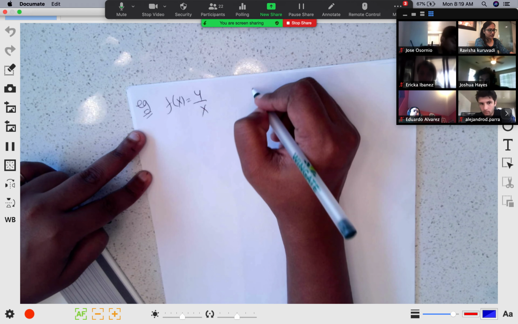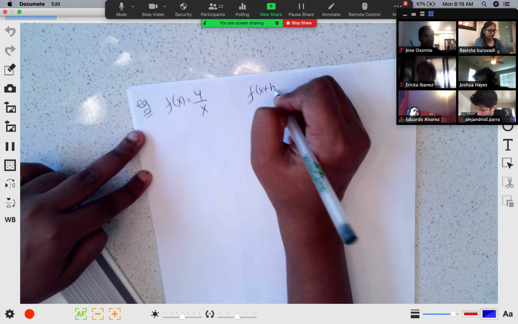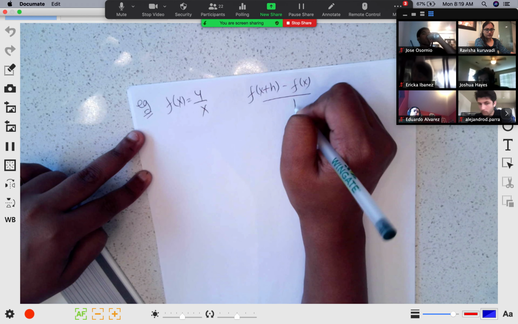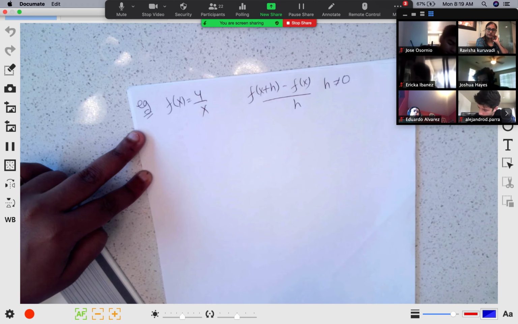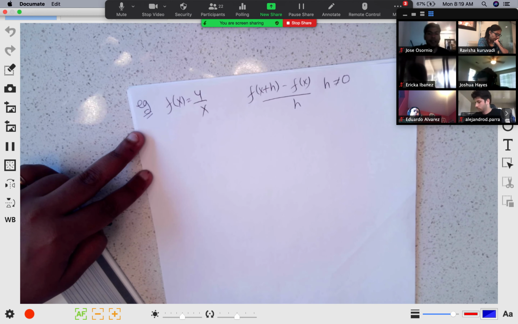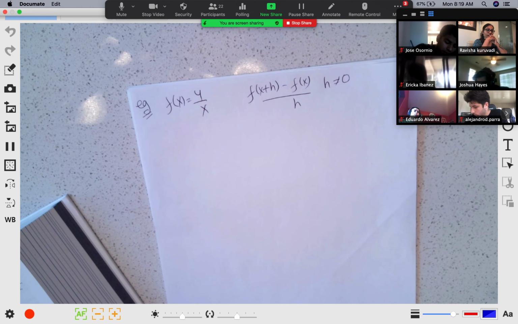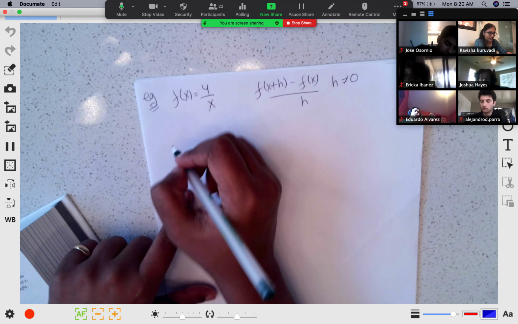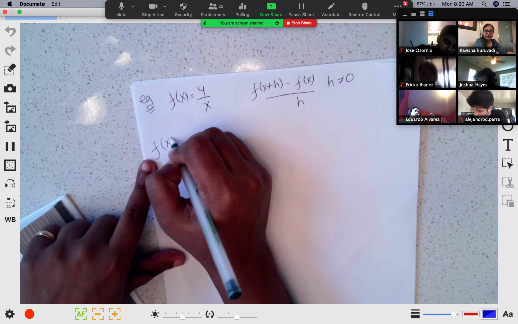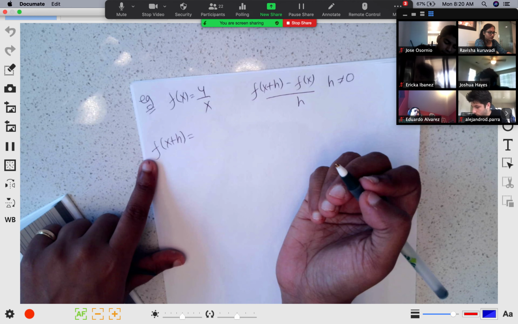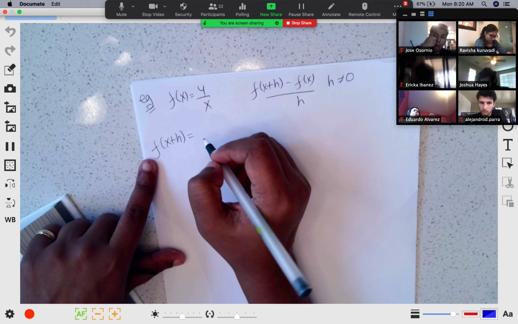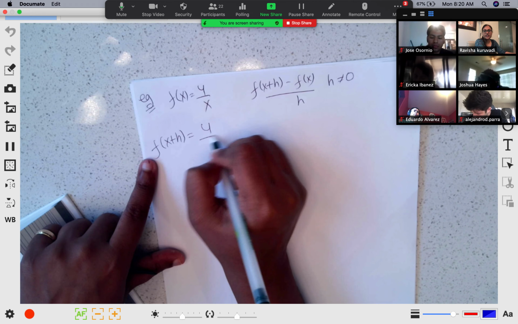The formula is this. What's my first step? So you would replace x with x plus h? Yes, let's do it. So what do you get? F of x plus h. You would get 4 over x plus h. Okay, perfect. What's the next step?